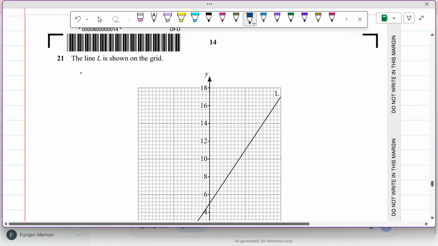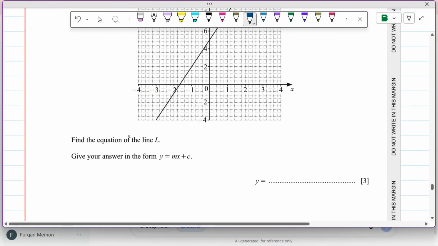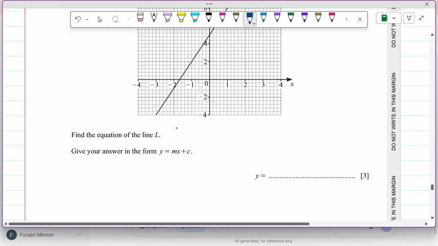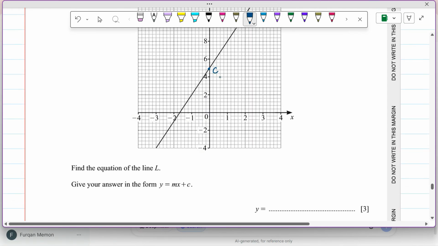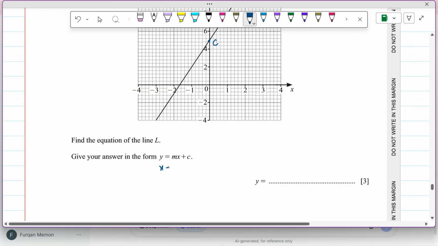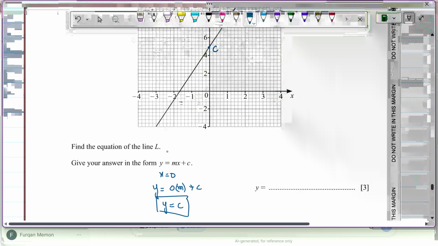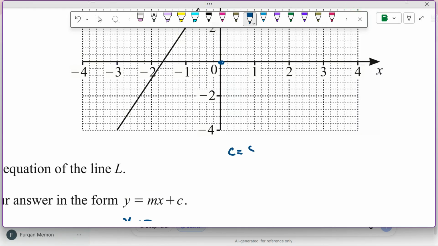Okay. Question number 21. The line L is shown on the grid. Find the equation of line L. Give your answer in the form y equals mx plus c. When the x coordinate is 0, this is the point which we call c, because when x is 0, the equation becomes y equals 0 times m plus c, so y is equal to c. From the diagram, we can see that c is equal to 5.